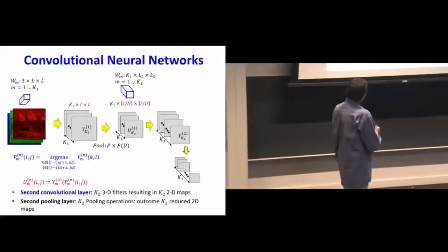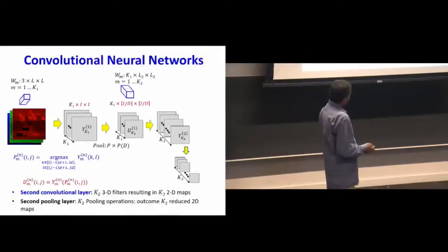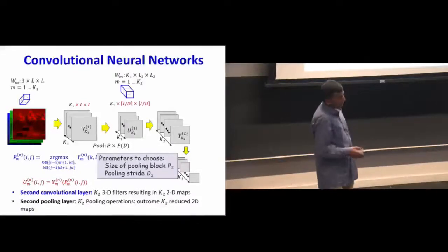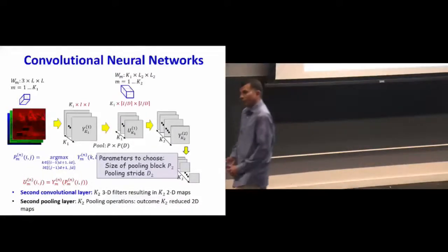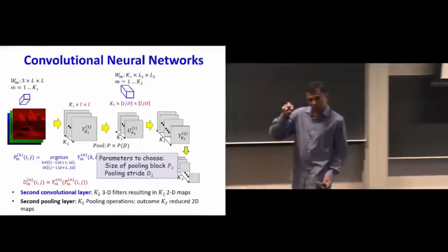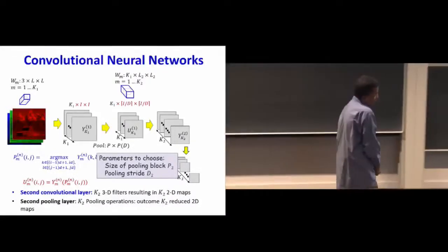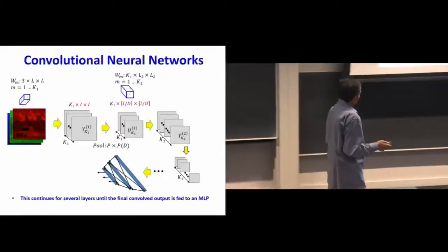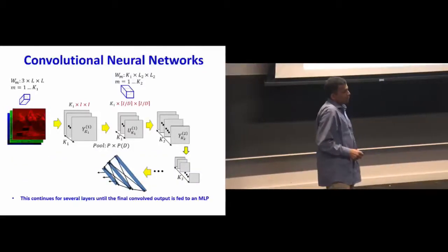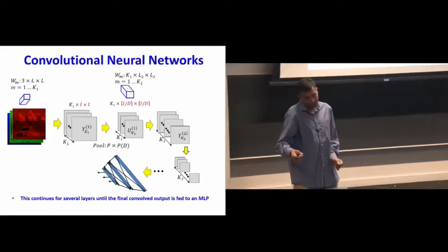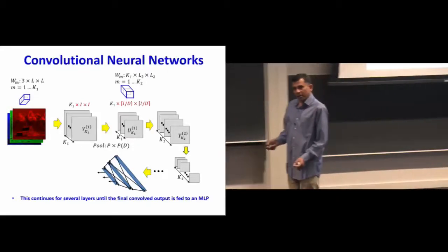And then I'd have more downsampling. Once again, in the case of the downsampling, there are more parameters to choose. What is the block over which I'm actually computing the max? And what is the stride? In each case, these are all parameters to be chosen. After several layers of these, the final output would be flattened out and passed through a multi-layer perceptron to get your final classification.